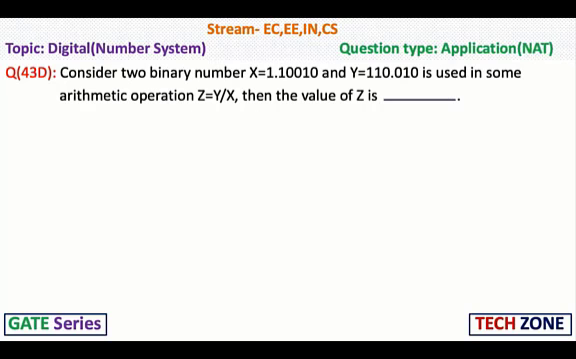Next, the question here is, consider two binary numbers x is equal to 1.10010 and y is equal to 110.010 used in some arithmetic operation. Z is equal to y by x, then the value of z is, fill in the blanks.